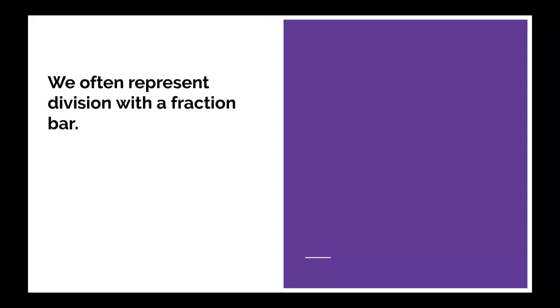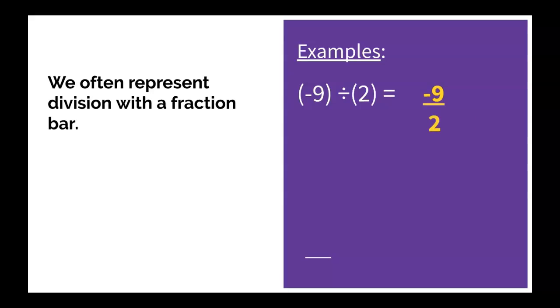Some division notation: we often represent division with a fraction bar. So if you see -9 divided by 2, you could write that as -9 over 2, like a fraction, or vice versa. If you see -9 over 2, we're doing -9 divided by 2. Same if we have -5 divided by x, that's the same as -5 over x.